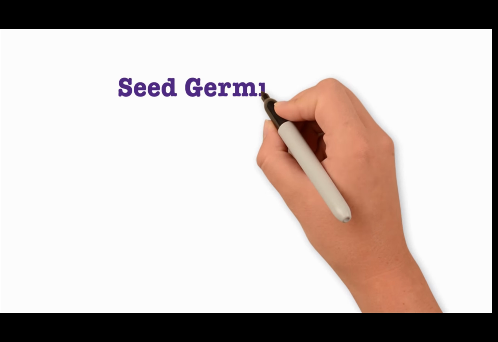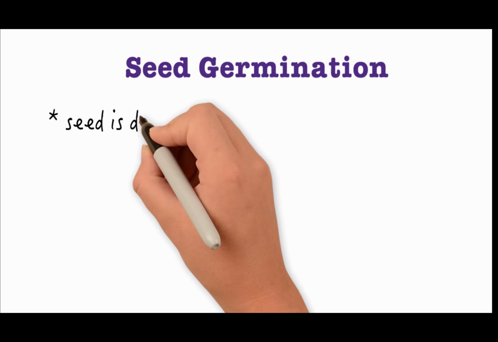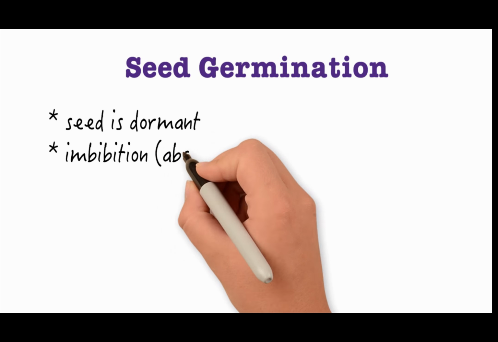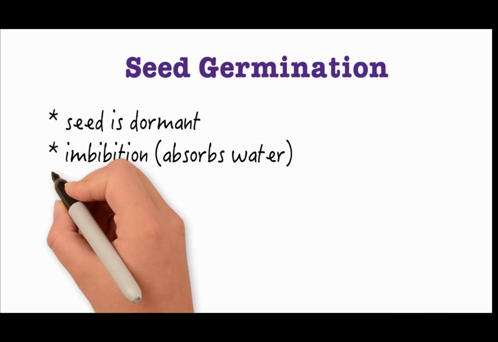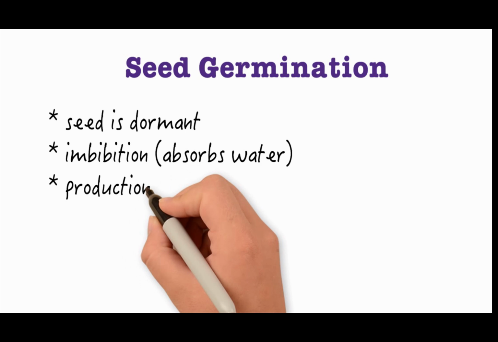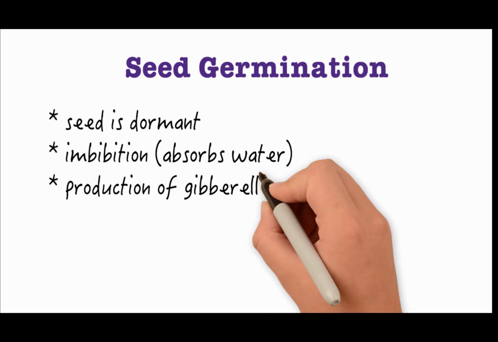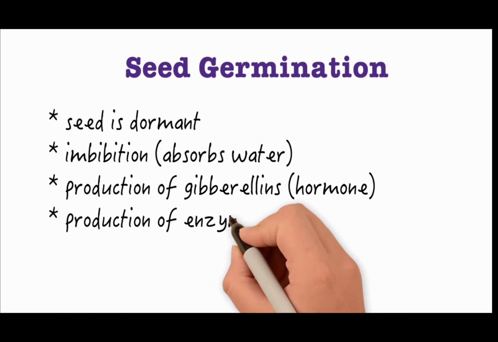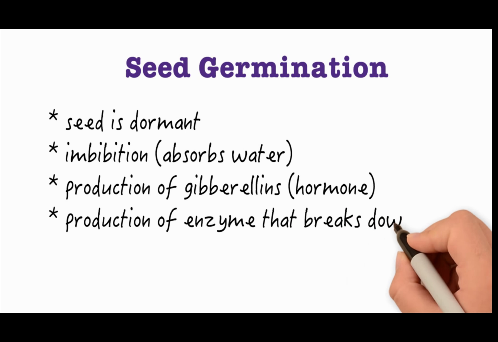So the benefits of the seed are that it can remain dormant until conditions are right for germination. Let's examine what happens when a seed germinates. First, it absorbs a lot of water, which triggers the production of the hormone gibberellin. This activates an enzyme which starts breaking down starches so the plant can better grow.